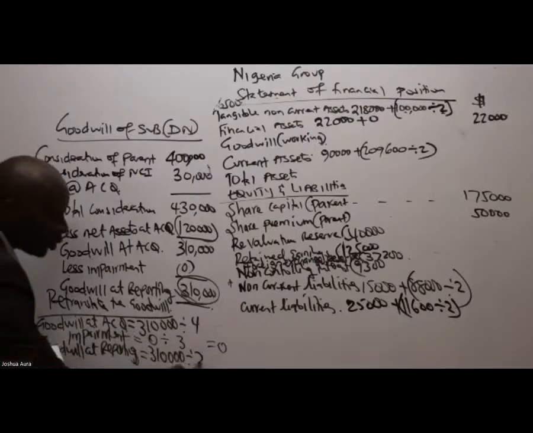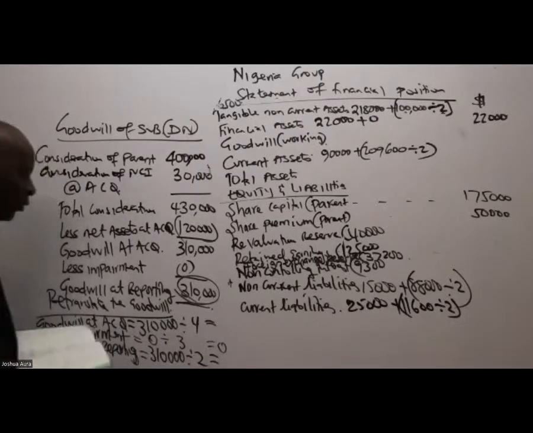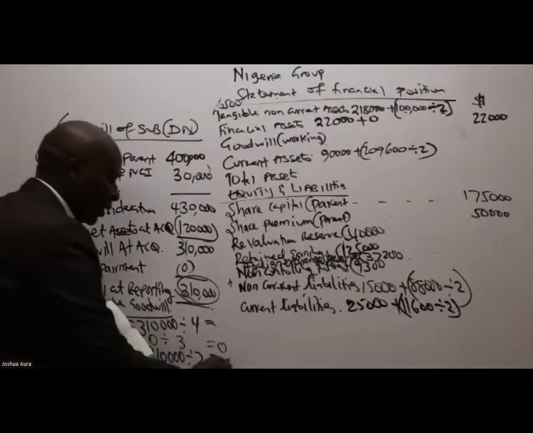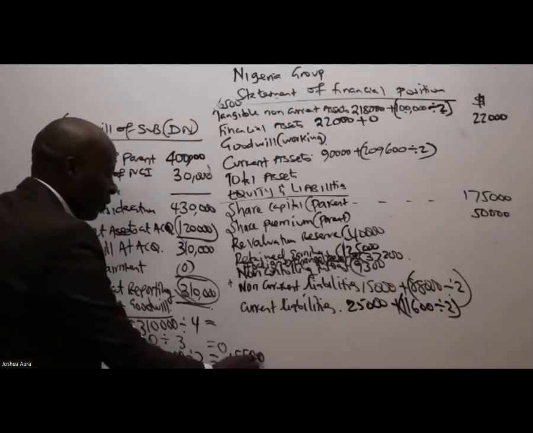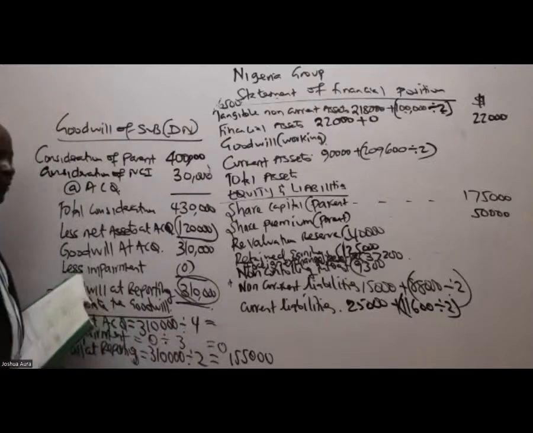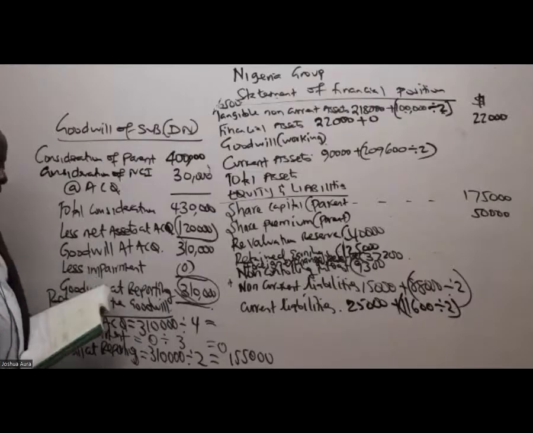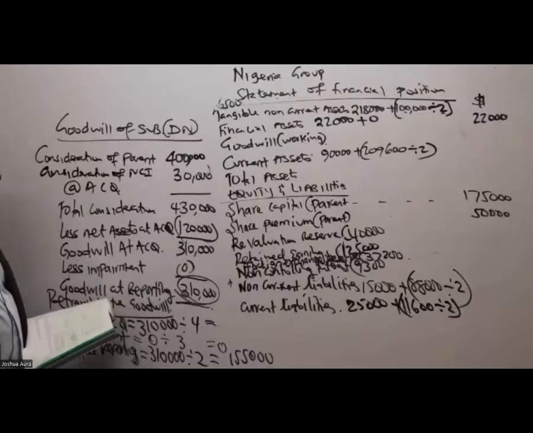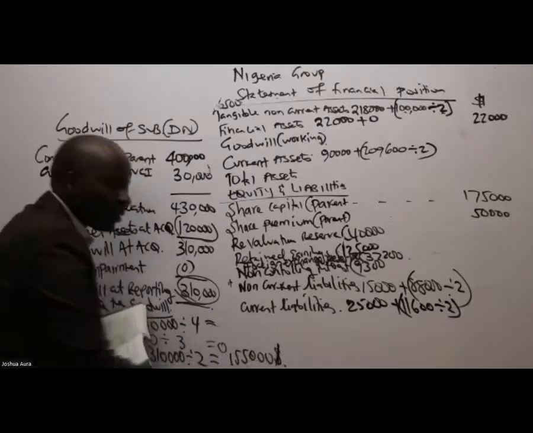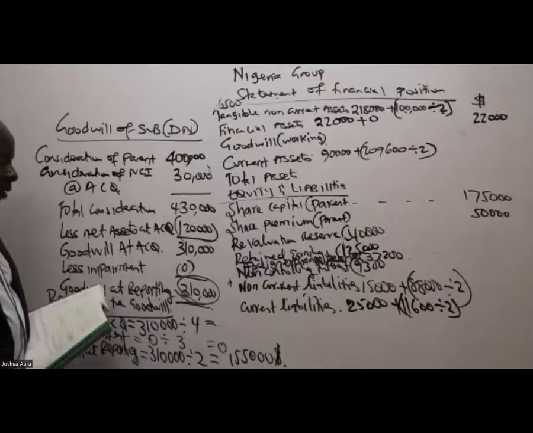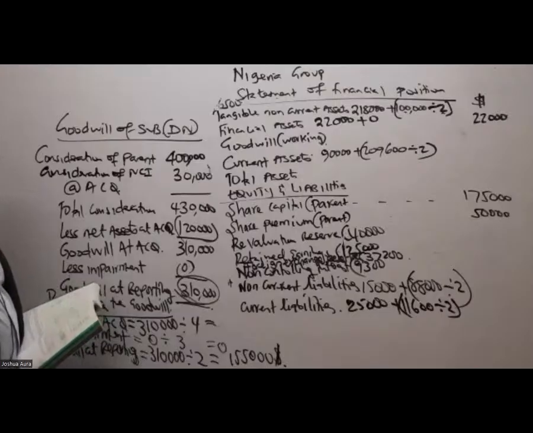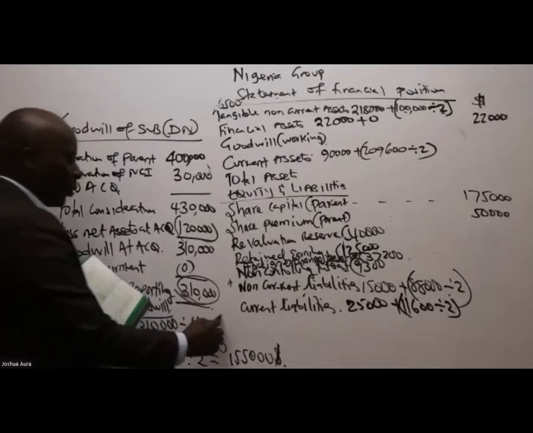Thank you very much. So could you kindly give me these figures? I know this one here will be $155,000. How about this one? 310,000 divided by 4. These are dollars, remember, we are retranslating them. So 310,000 divided by 4 gives me $77,500.